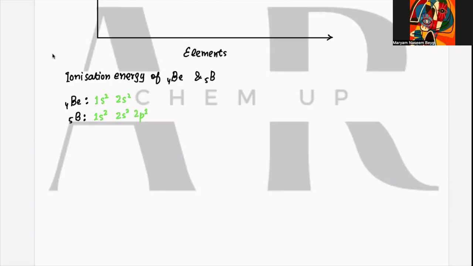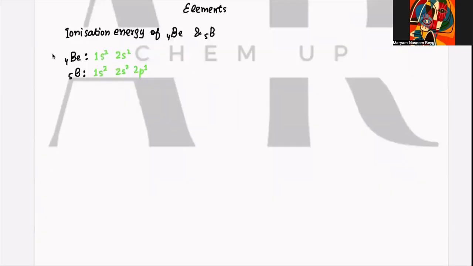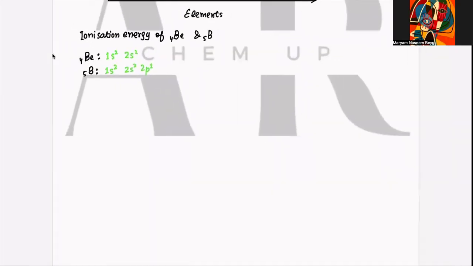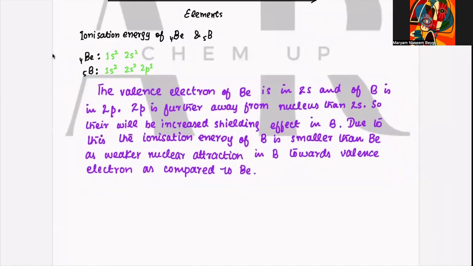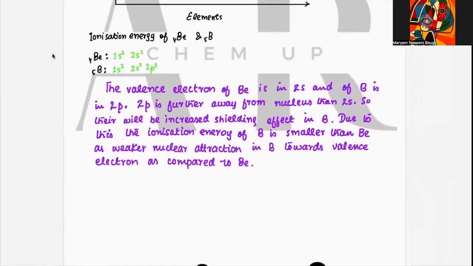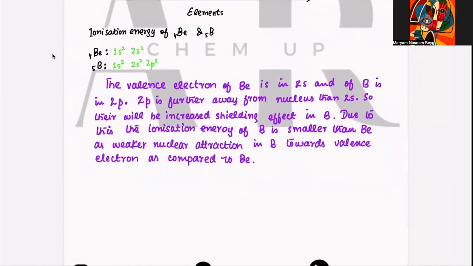Is this understandable? Yes, Mariam, did you understand this? Yes. Okay. So that is the reason that you are going to write. And for magnesium and aluminum, the reason is going to be the same.